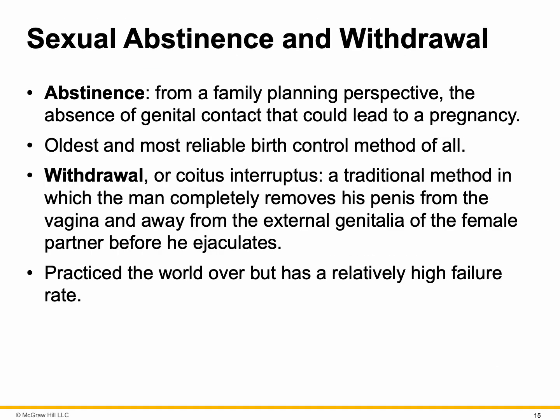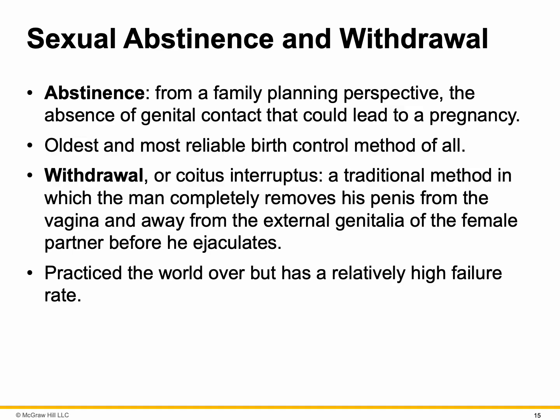Okay, so now we're going to talk about different methods of contraception. No doubt that one of the oldest forms of contraception is simply abstinence. Abstinence here refers to the absence of genital contact that could lead to pregnancy. One of the benefits of abstinence is that it is indeed 100% effective. However, abstinence is also one of the most difficult forms to always follow through completely. So we obviously need other forms of contraception.